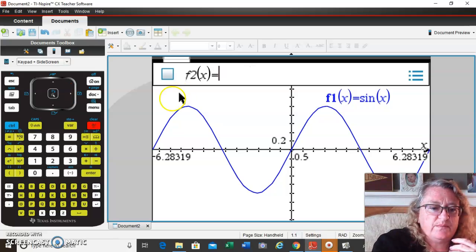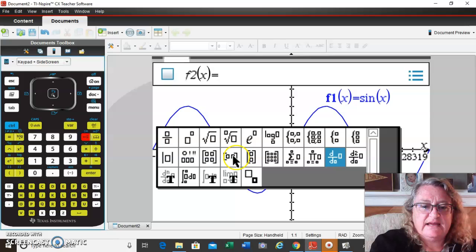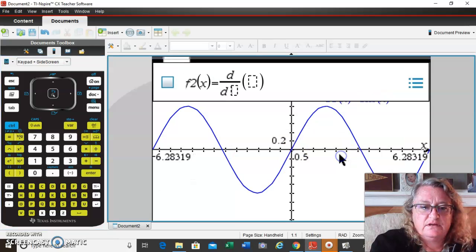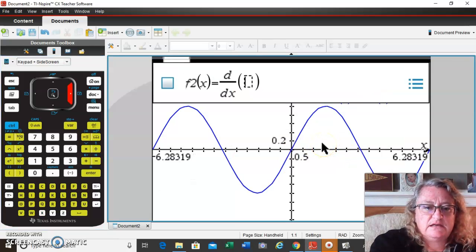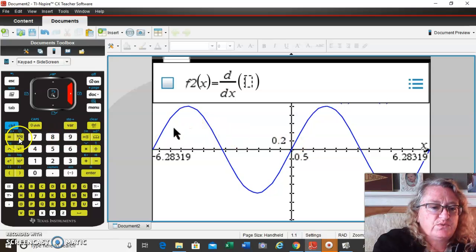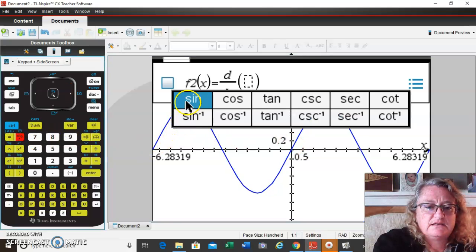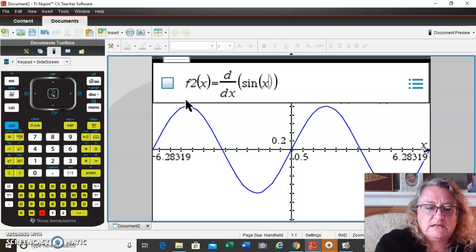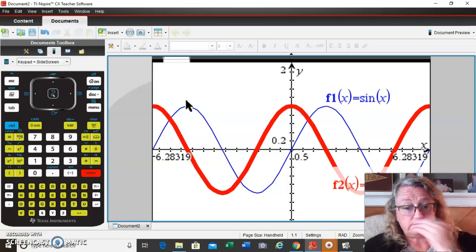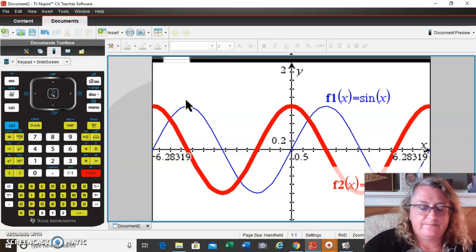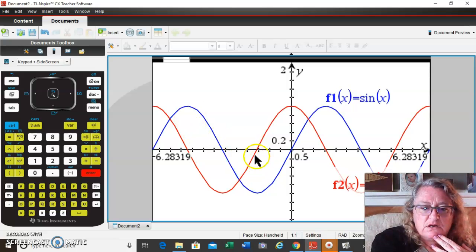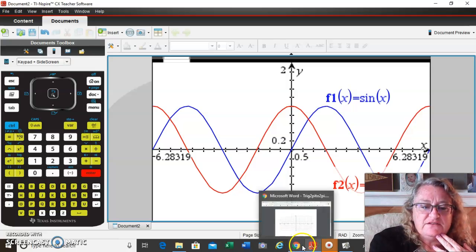But it looks like it took away my derivative symbol. Let's try that again. The derivative, x, trig, sine x, and graph it. And that was the graph that we just made, right? Okay. Anybody seeing anything that they're cluing into yet? Hopefully. But if not, it's all right. We'll go through it.